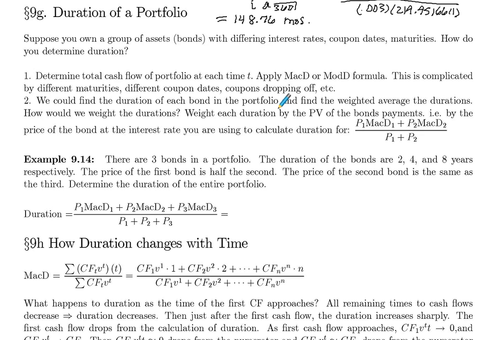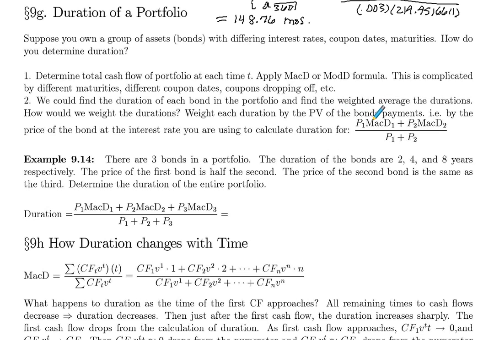Another possibility is that you could find the duration of each asset or each bond that's in the portfolio, and then you could take a kind of average of all of those durations. And in fact, that's what we'll do. We'll take a weighted average where you weight by the present value of the bond payments. In other words, you're going to weight by the price of that bond at the interest rate that you're going to use to calculate duration.